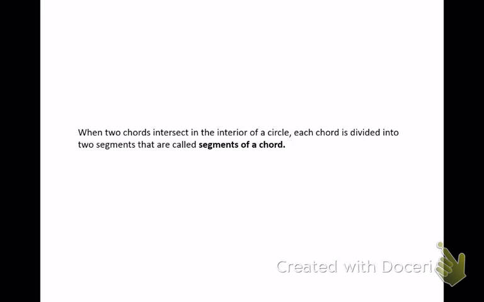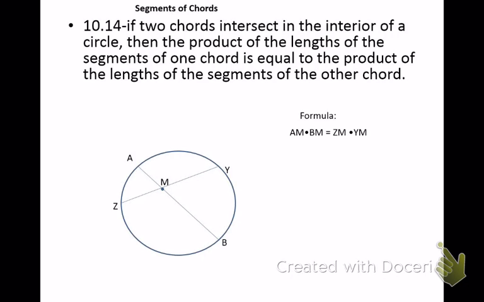Some definitions here that we don't need to get too caught up with. Two chords intersect in the interior of a circle. Each chord is divided into two segments that are called segments of a chord. I think that makes a ton of sense, but it's there. The theorems are the one I'm mostly concerned about. So this first theorem says that if two chords intersect, then if you multiply their pieces together, they're going to be equal.